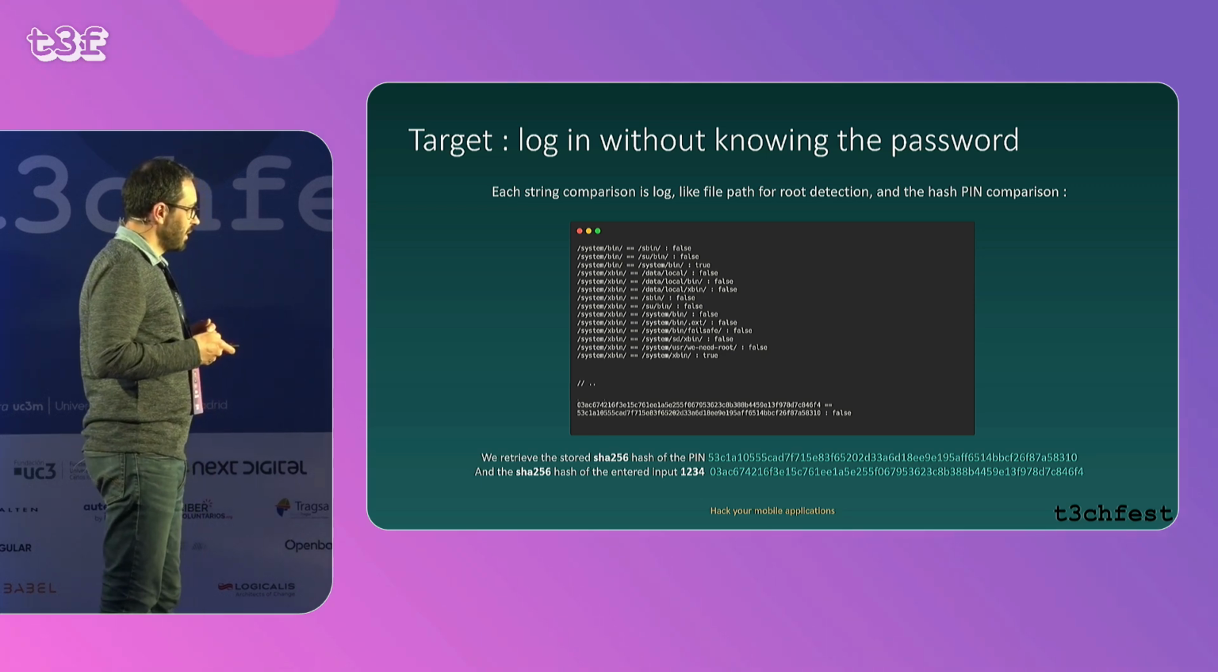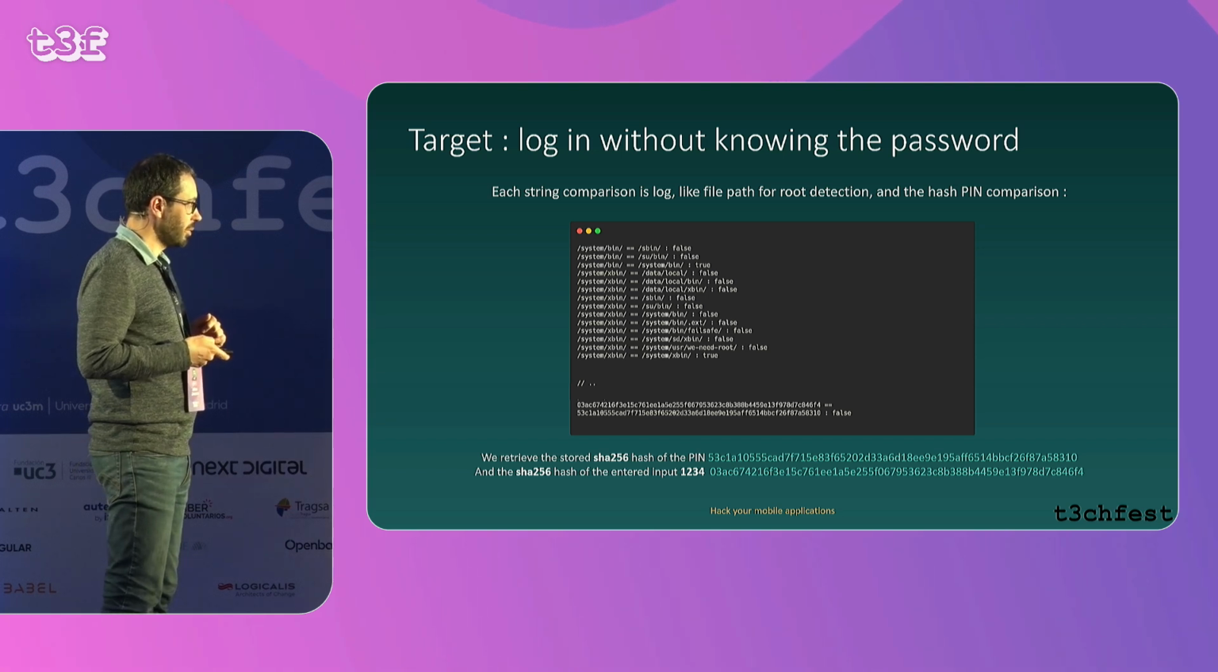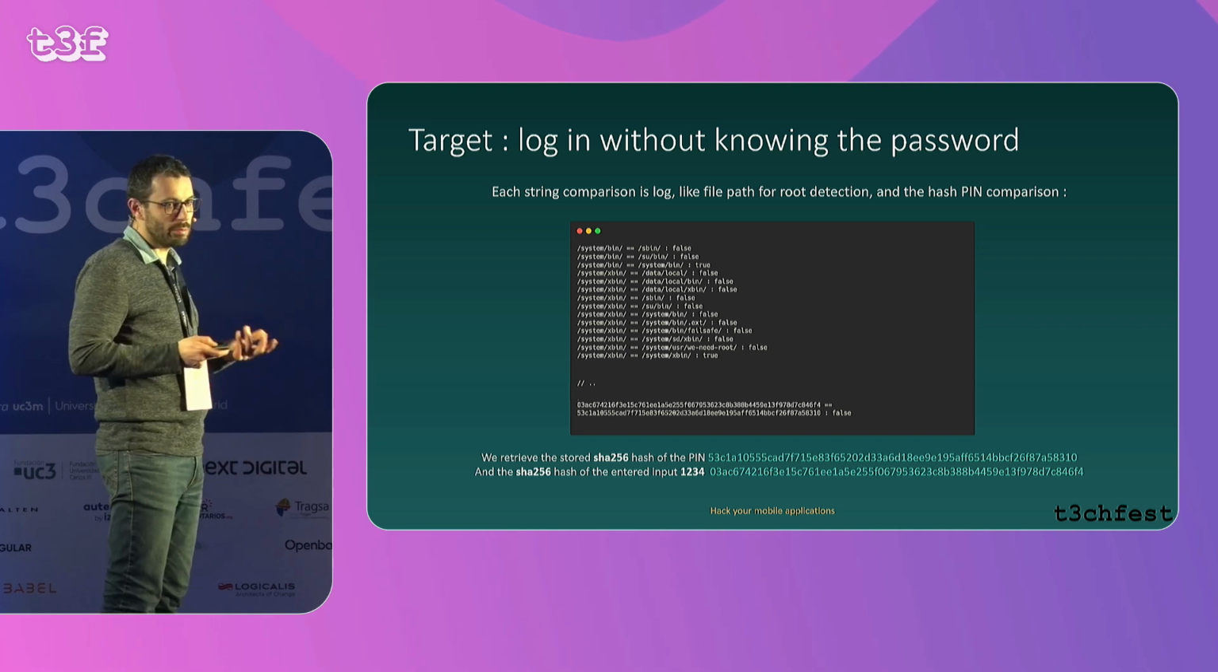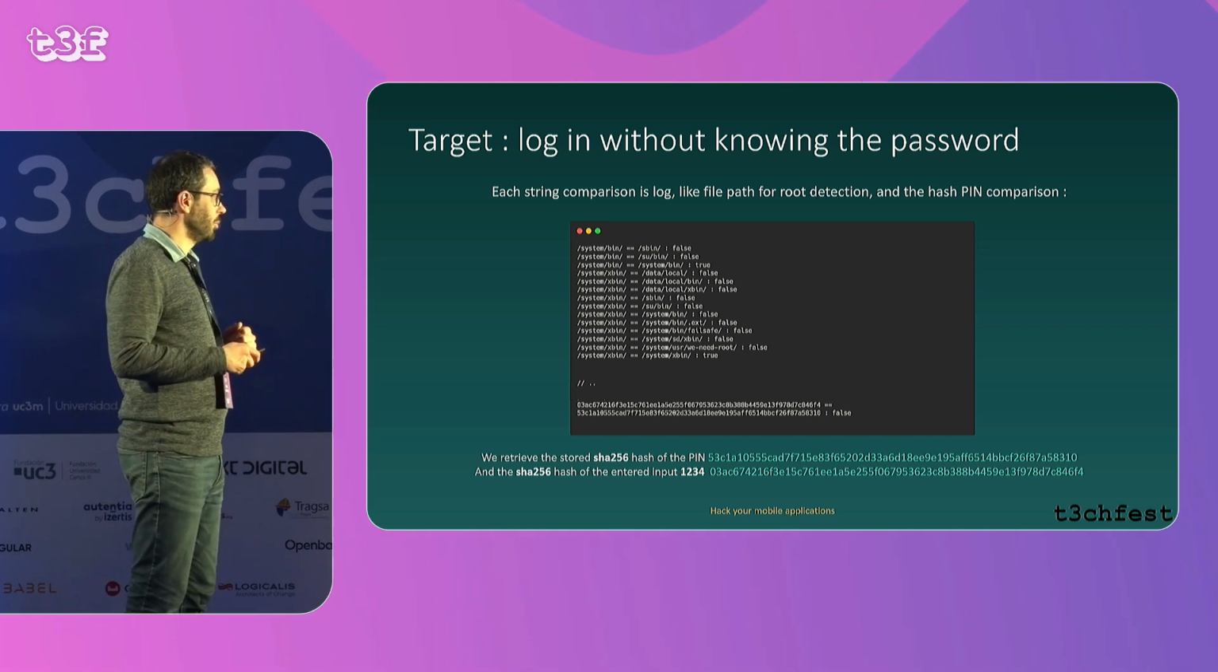Here, what is interesting is that you can see there is a comparison between my 1, 2, 3, 4 PIN and the good one, which starts with 5, 3, etc. So you can see that here I have the comparison between the two values.